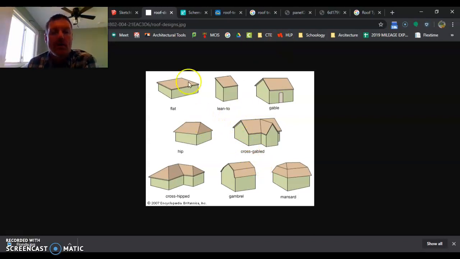So we are going to be designing our roof according to we're going to put a gable on it, and we're going to put a hip on it. So we're going to design both of those types of roofs, and we'll be able to turn them off and see which one we like better.